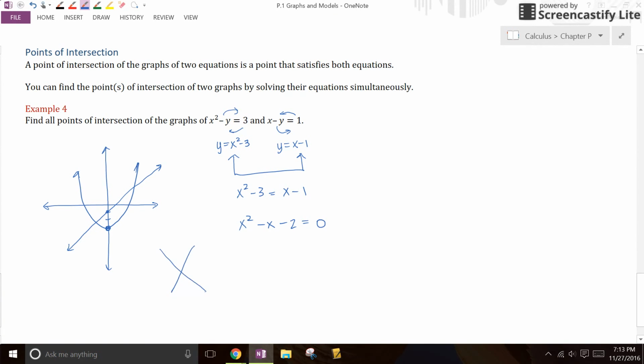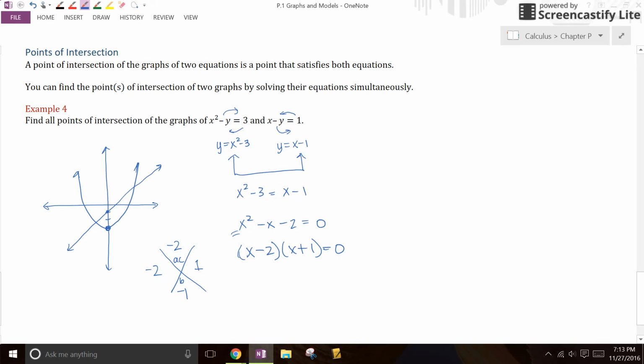Now, how do you factor that? What two things multiply to negative 2? Remember, you multiply a and c together, the two outsides, and they have to add up to b, which is negative 1. So it has to multiply to negative 2 and add up to negative 1. I think that's negative 2 and positive 1. Now I divide by the leading coefficient, which in this case is 1, so I don't care. There are my two factors, x minus 2 and x plus 1.